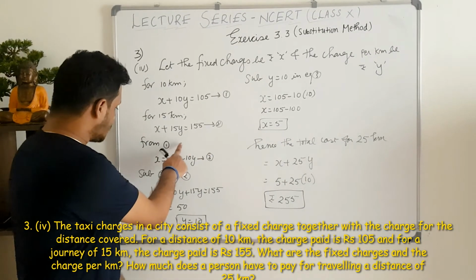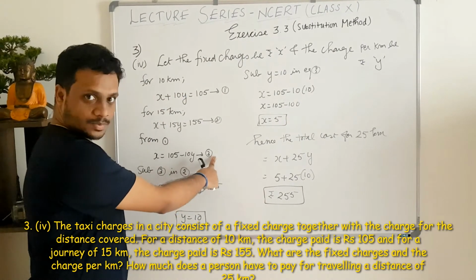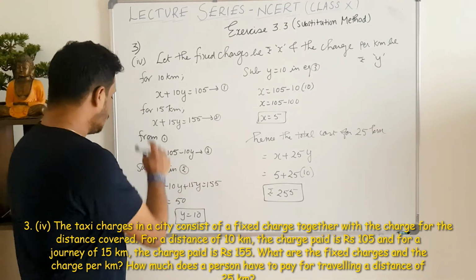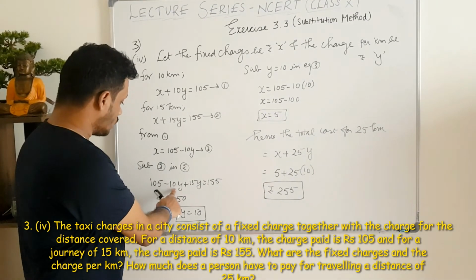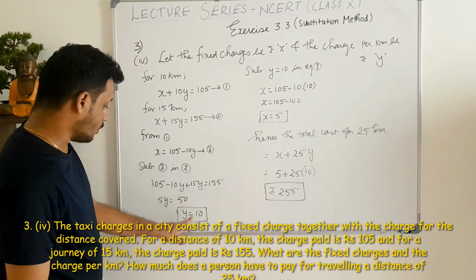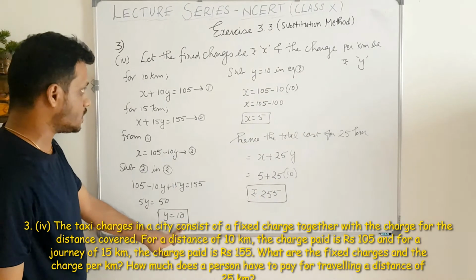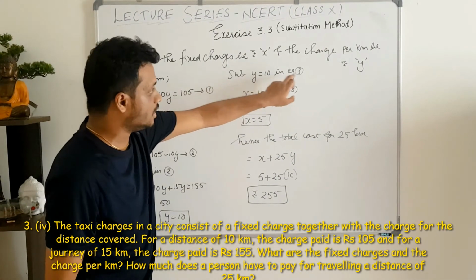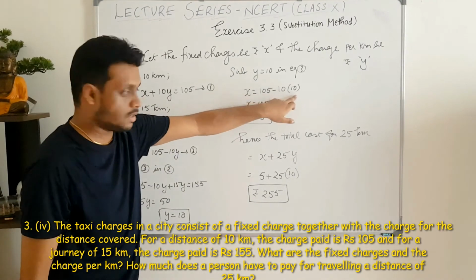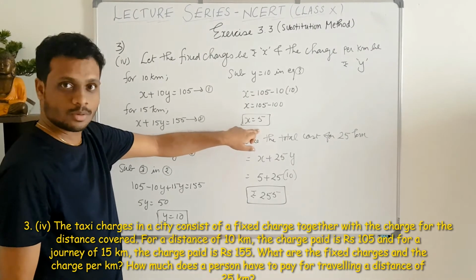I have taken the first equation, I have got x is 105 minus 10y, that becomes my equation 3. I substitute the third equation in the second one. So when I substitute it here, I get 105 minus 10y plus 15y equal to 155. When I solve it, I get 5y is equal to 50, which means y is equal to 10. Therefore the cost per kilometer is rupees 10. Now I substitute y is equal to 10 in equation 3. I get 105 minus 10 times 10. So x would be 105 minus 100, which is 5. So the fixed cost is going to be 5 rupees.